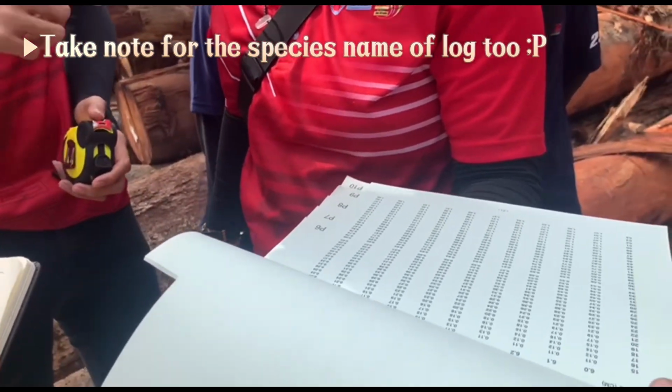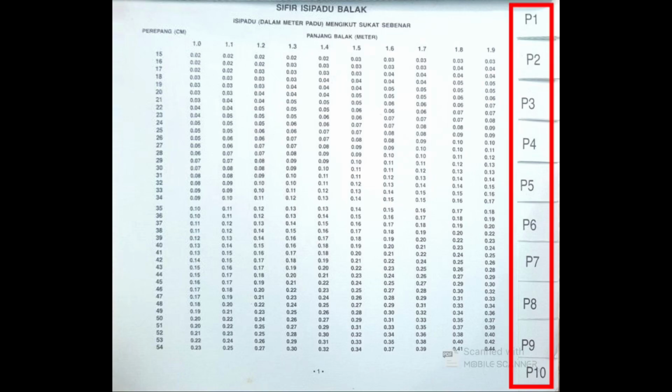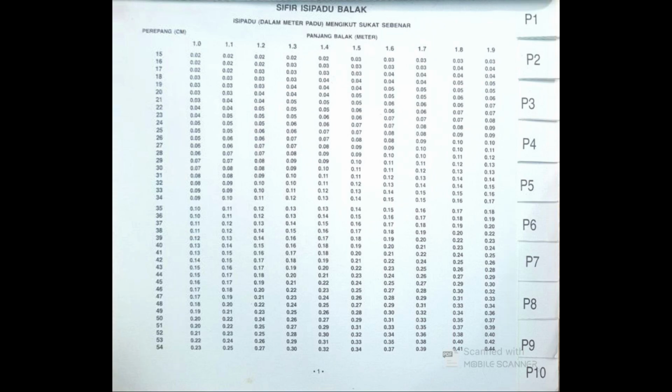So let us have a closer look. Based on what the person in charge mentioned just now, this column here is the length, while this column here will be the diameter. Let's say if the log is 1.9 meter long with the diameter of 20 cm, then the volume of log will be 0.06 m3.